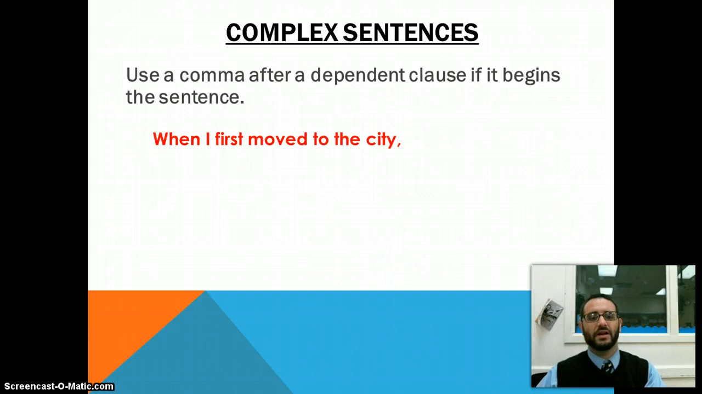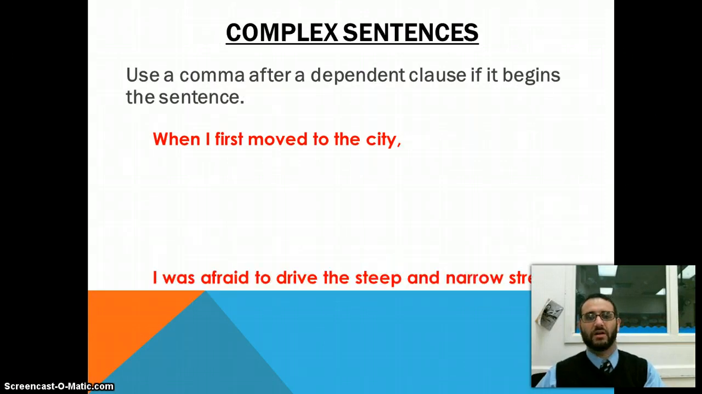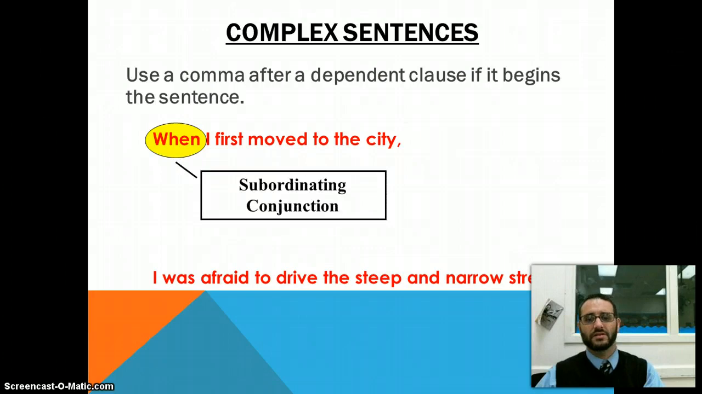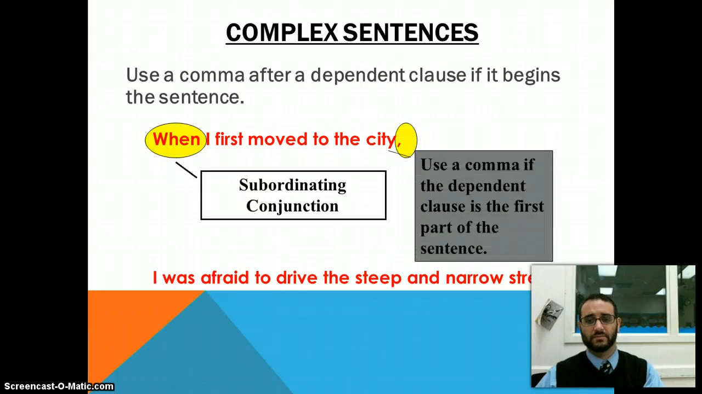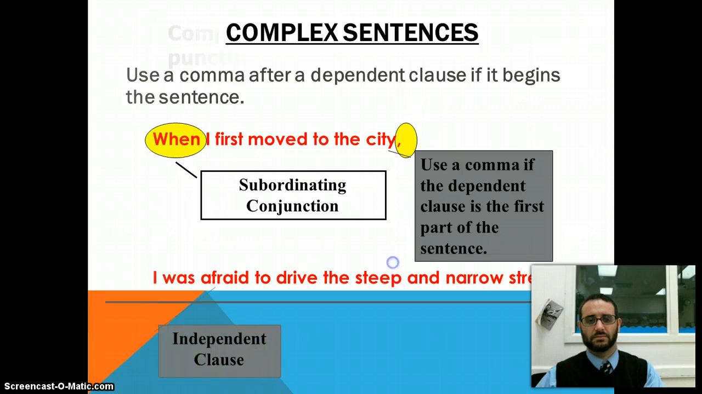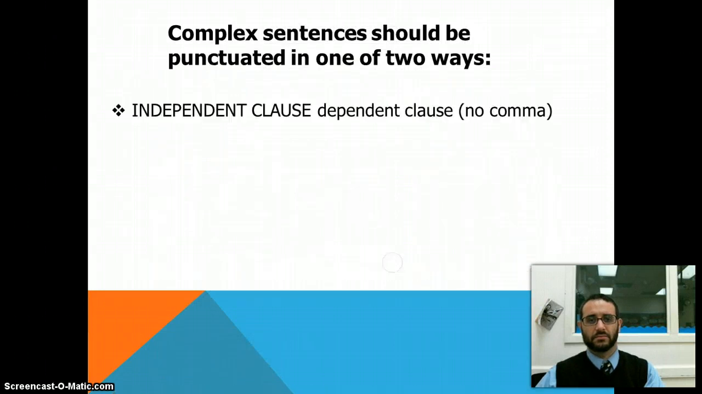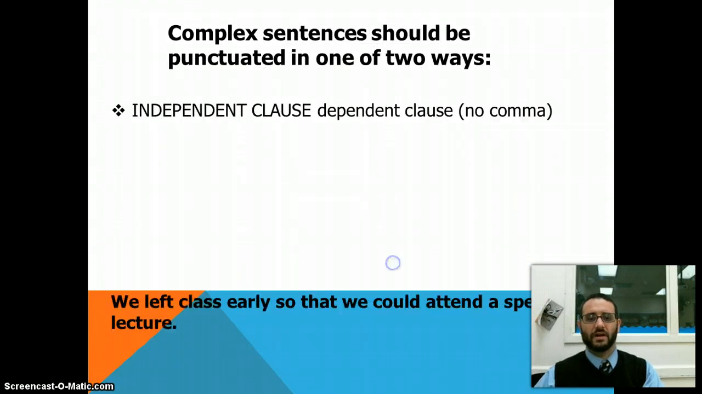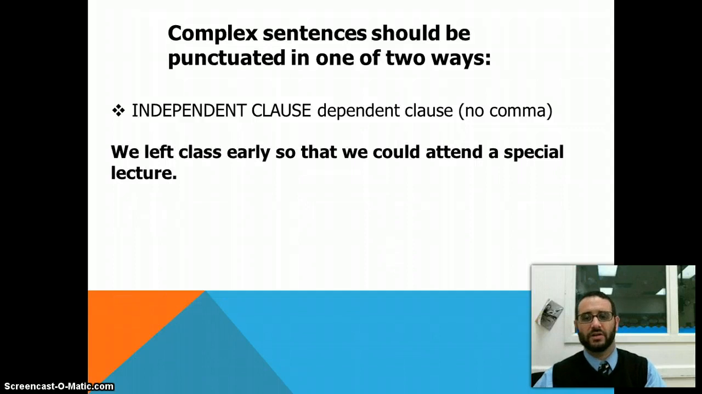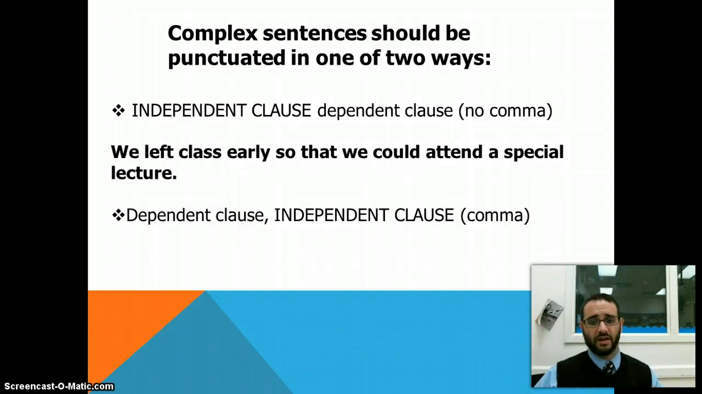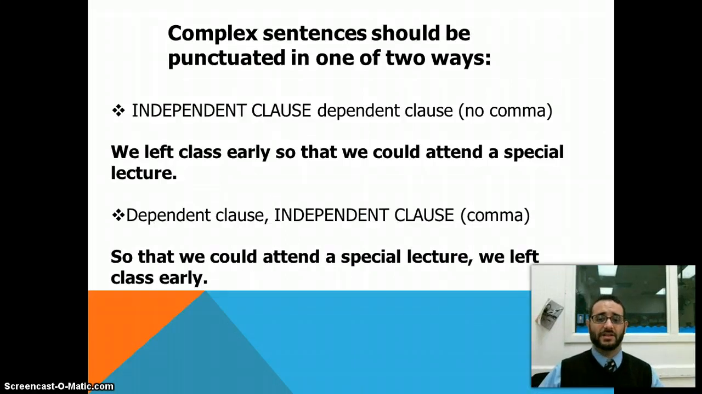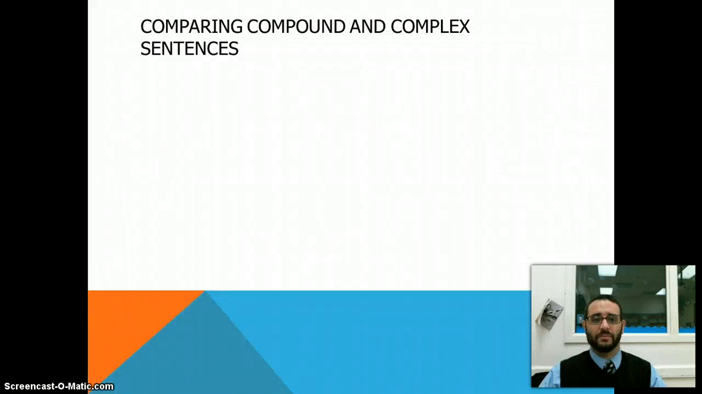All right, just to reiterate, there is a dependent clause at the beginning of a sentence, and an independent clause in the second half of the sentence, so you need a comma. Again, independent clause, dependent clause, no comma. We left class early so that we can attend a special lecture. We don't need a comma in that complex sentence. Dependent clause, independent clause: so that we could attend a special lecture, comma, we left class early. That would need a comma.